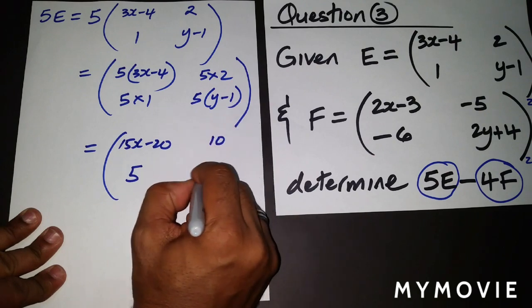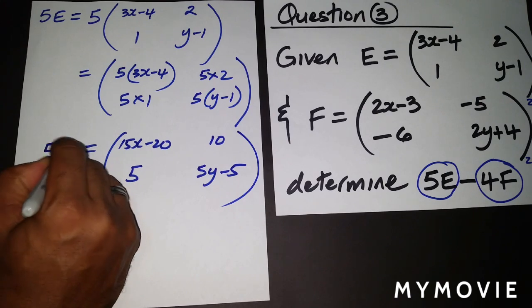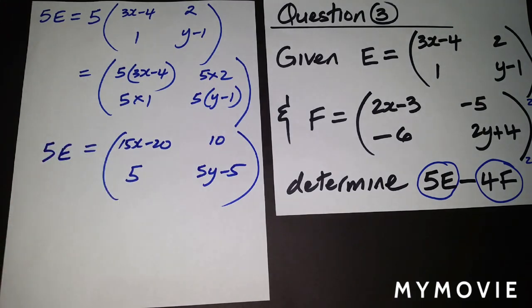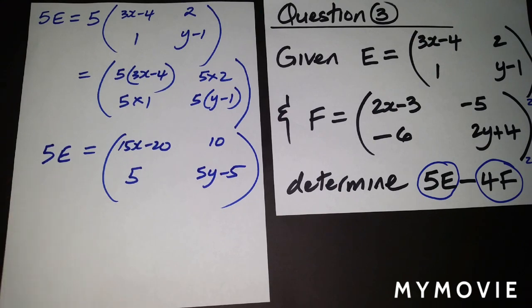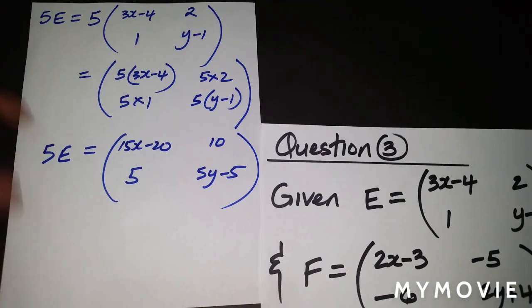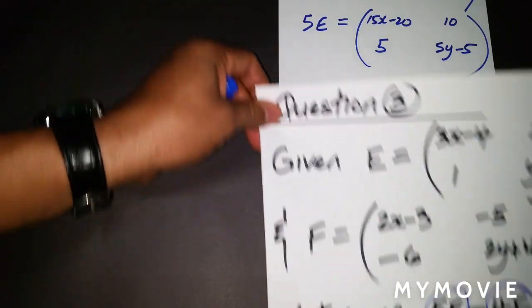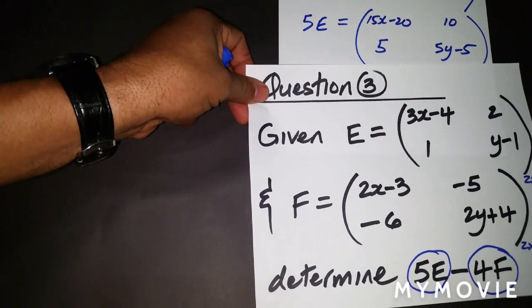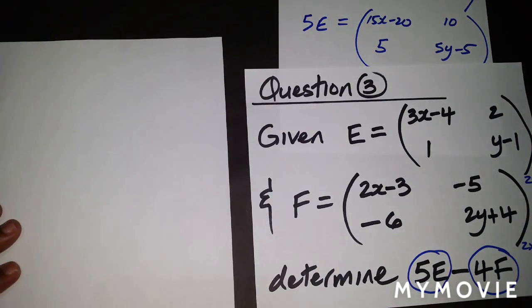This is 5, and that is 5y minus 5. And this is essentially what 5e is going to be equal to. So I have 5e here, right? What I need to find now is 4f. I'm going to just ensure that we're seeing 5e here, and then we're going to go about finding 4f. So let's go ahead and try to find 4f now.